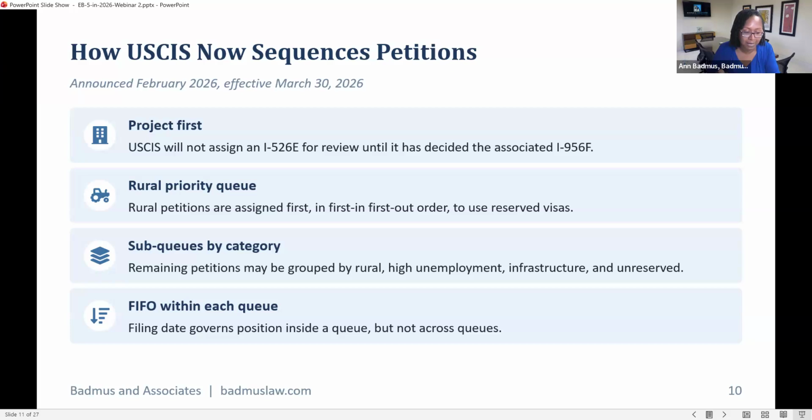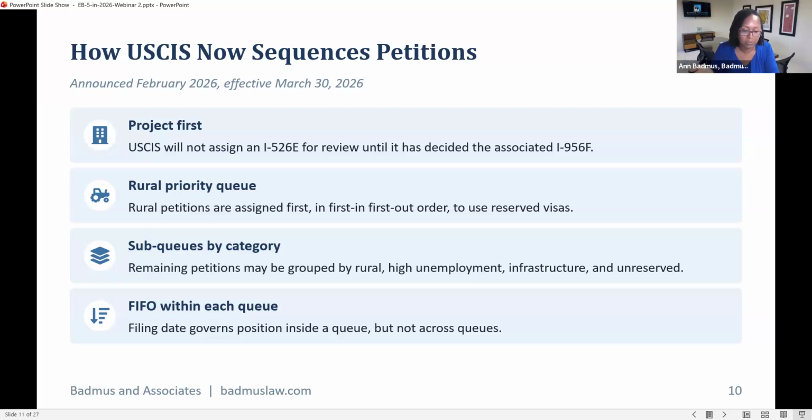Third, they have sub-queues by category. So remaining petitions may be grouped by rural, high unemployment area, infrastructure, and unreserved. So again, rural has priority. Anything after that is going to be high unemployment, infrastructure, and unreserved projects. And then fourth, there's first in, first out within each queue or sub-queue. So your filing date determines your position inside a queue, but it doesn't determine your position across the queues, because again, if you have a rural-based petition, then you're going to be in higher priority.